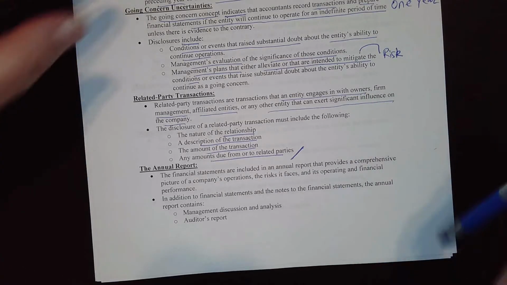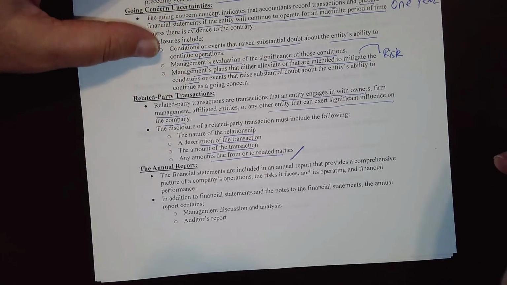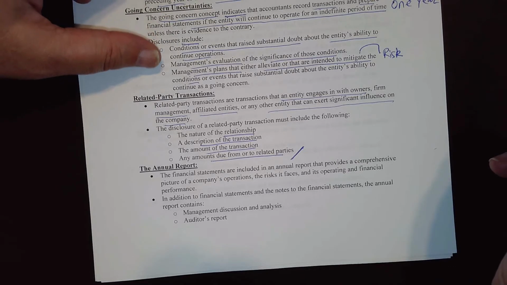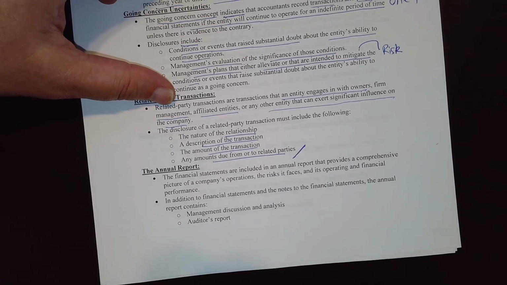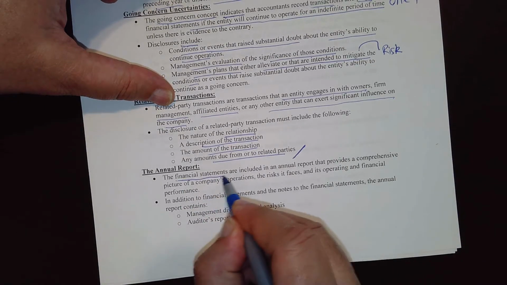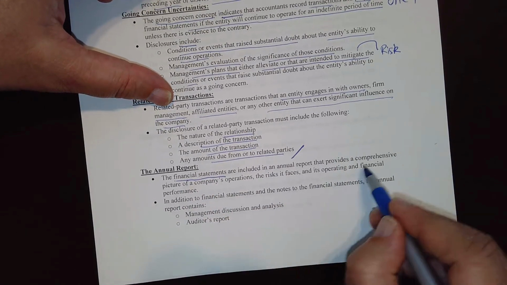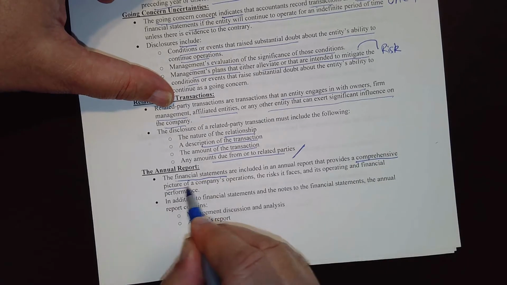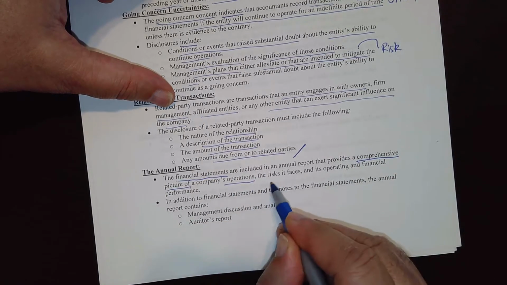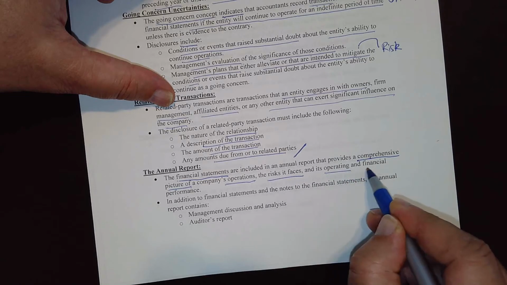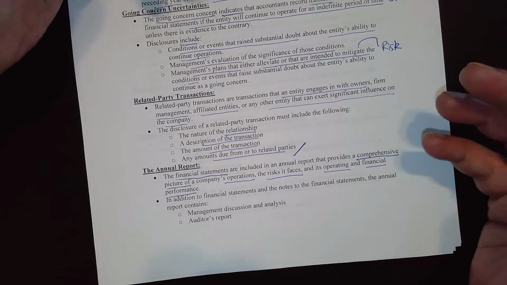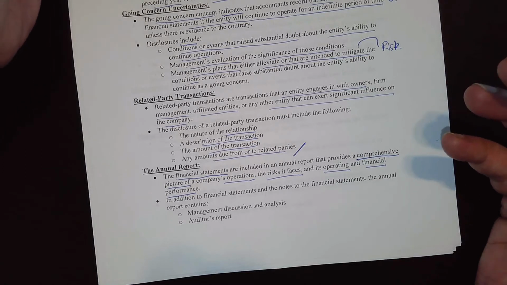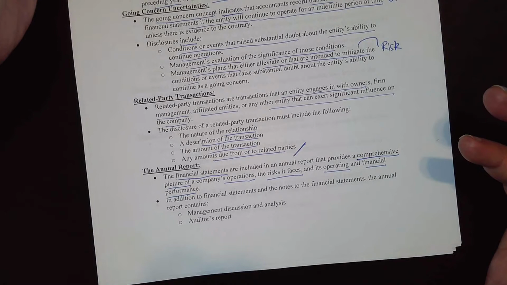So we are going to start the second part of our lecture on statement of cash flow. Now we're going to talk about what is an annual report. An annual report includes financial statements, and it provides a comprehensive picture of the company's operations, the risks it faces, and its operating and financial performance. Basically, an annual report has a summary of information that comes in addition to financial statements.